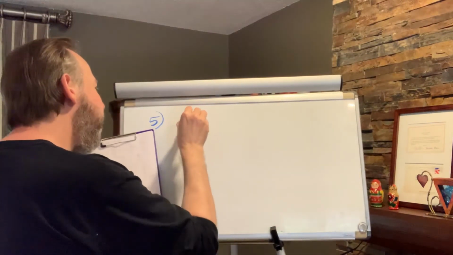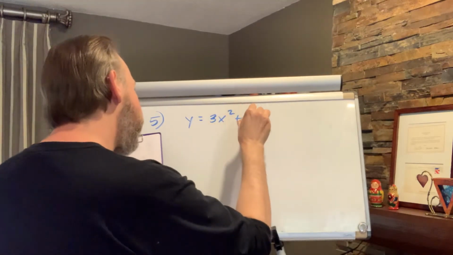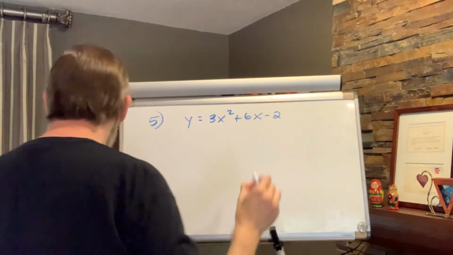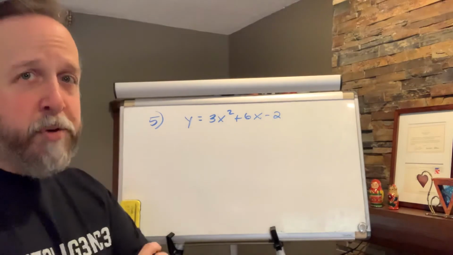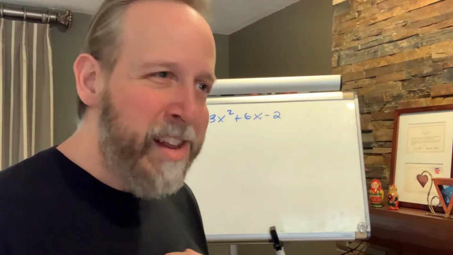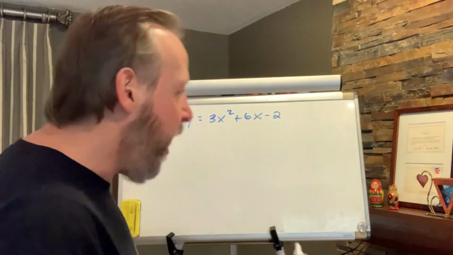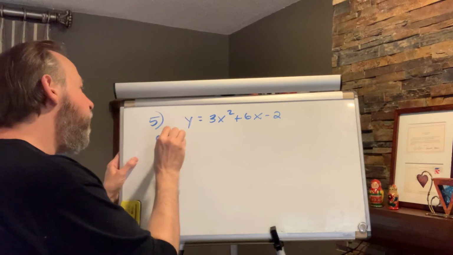Number 5, y equals 3x squared plus 6x minus 2. Finally, the last problem. Here we go. And by the way, it's faster than this. You don't have to take 20 minutes to do 5 problems. I'm drawing it out. I'm showing you every step. Obviously, you wouldn't have to do it quite as much.